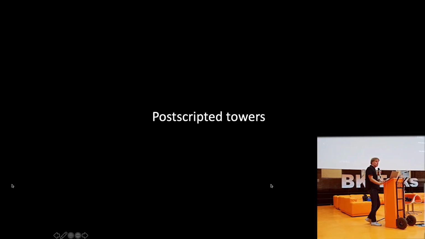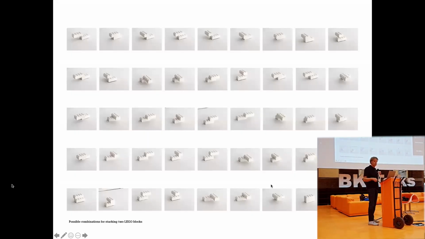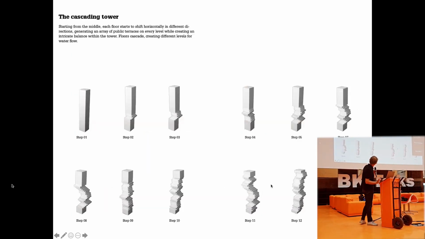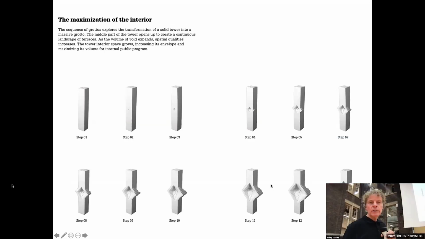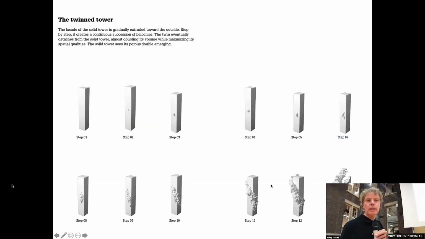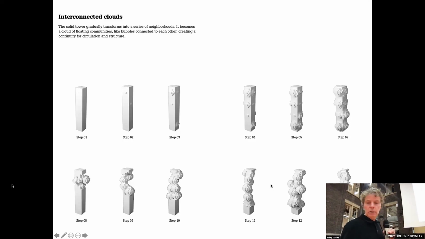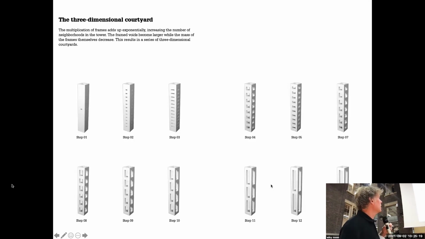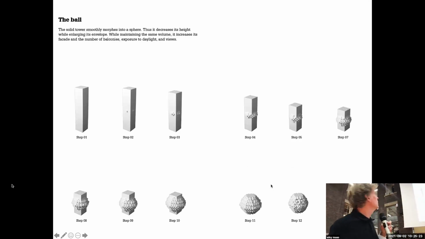We call that post-scripted because the students started with an intuition to make them together. Like here, how it can cascade, turn into stairs. Here, how it can maximize the interior. I explained that before. These are all steps that are then done in these proposals and based on, say, choices, which are, I think, nice because every tower has a personal touch. Here, the three-dimensional courtyard.